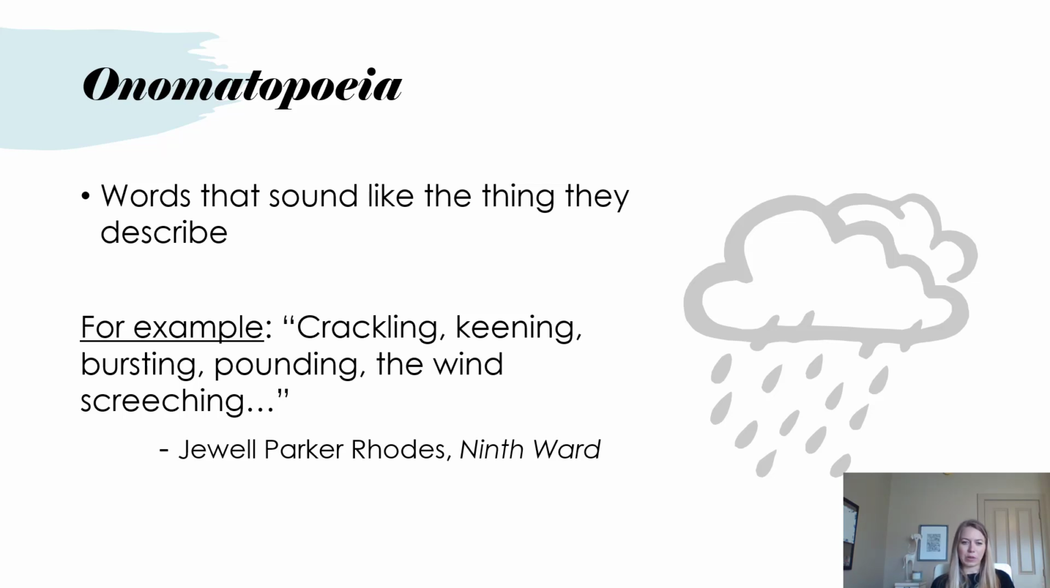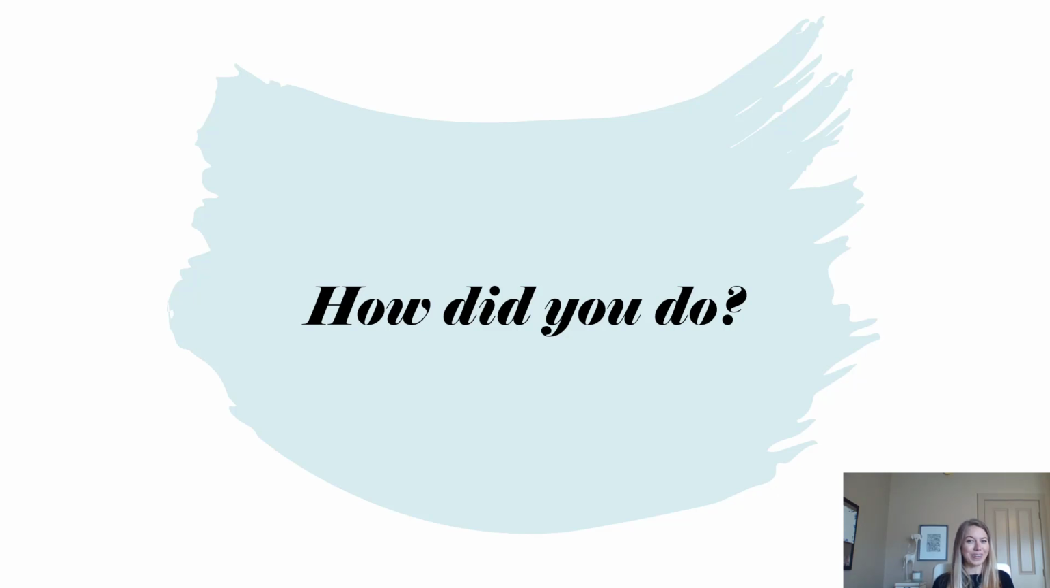And here we have an example. Miss Rhodes says crackling, keening, bursting, pounding, the wind screeching. All those ing words she chose, those are all onomatopoeia words. And she chose them intentionally to help us in our minds imagine the sound of the wind as it storms about.